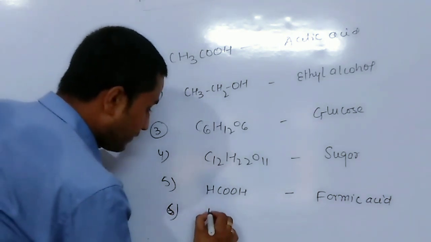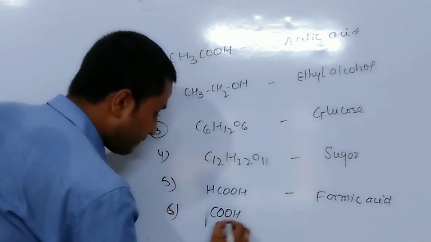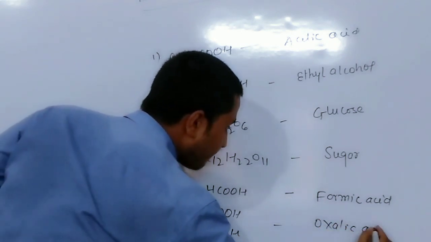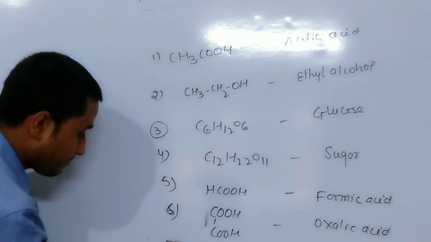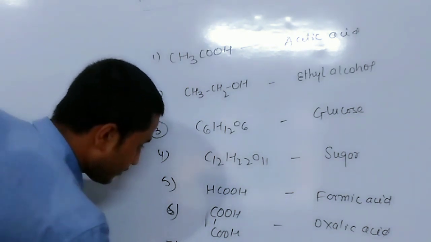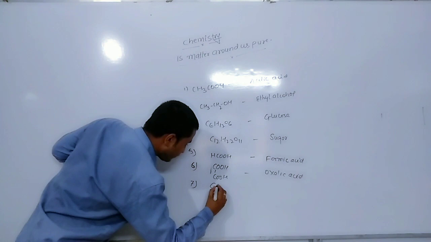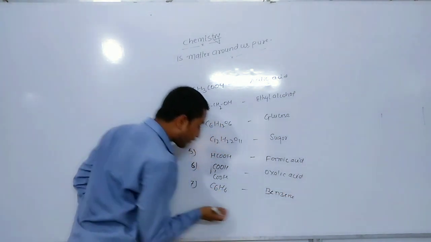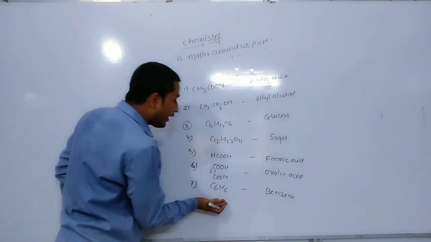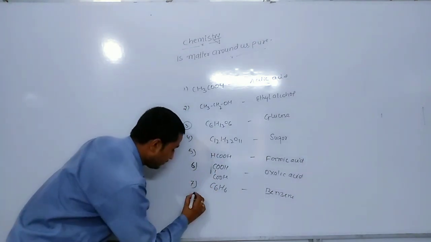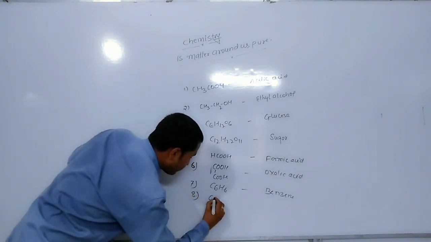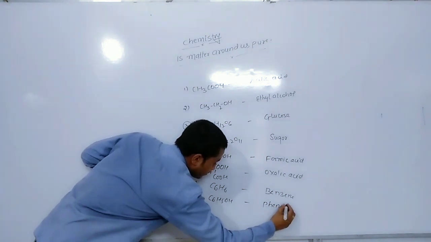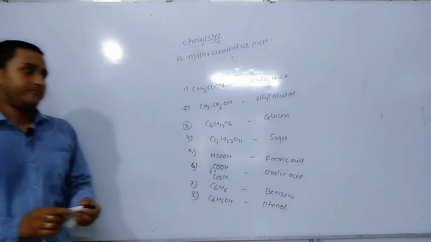This is COOH COOH. This is oxalic acid. Again, this is an organic compound. Write down first. C6H6. This is benzene. And we have already studied that this is a hydrocarbon, and hydrocarbons are called as organic compounds. C6H5OH. This is phenol. So these are the examples of what?